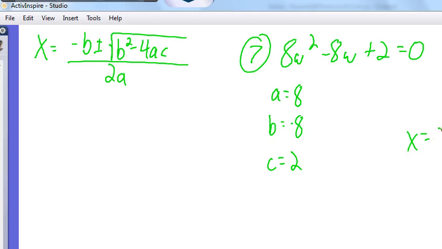X equals negative b, that's negative negative 8, plus or minus the square root of negative 8 squared minus 4 times a, which is 8, times c, which is 2, over 2 times a, which is, again, 8. Negative negative 8 is positive 8, plus or minus the square root of negative 8 squared, which is 64, minus 4 times 8 times 2, which is also 64.